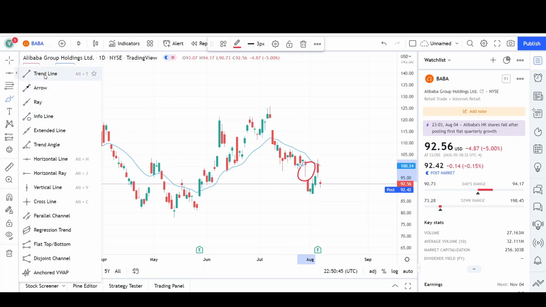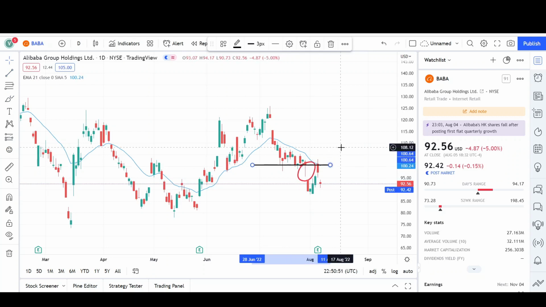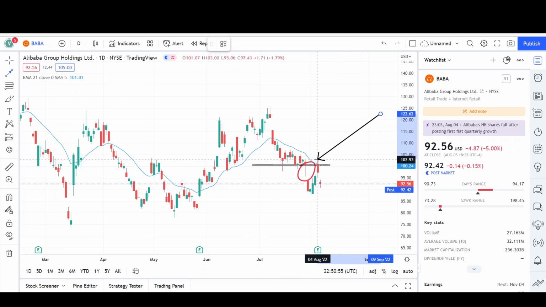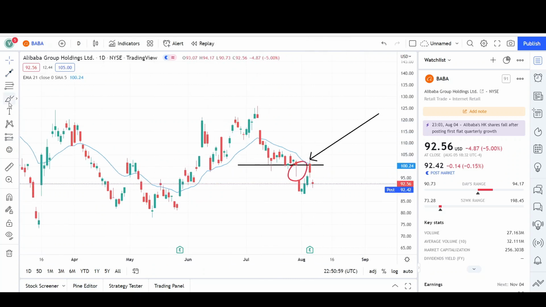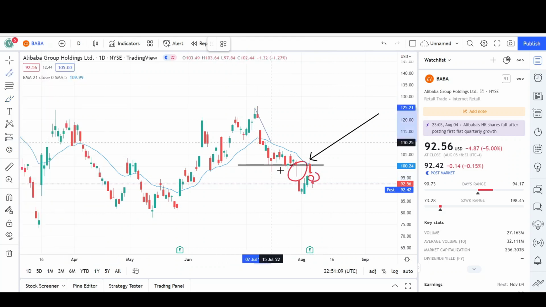So you can see that BABA came back to test this breakout level at the $100.64 level, came back, found resistance, got rejected from the EMA, which is not a good sign, and we gapped down today. So that's not a good sign either. So still looks pretty bearish on the chart. I believe they want to bring the stock price lower to the bottom of the range.